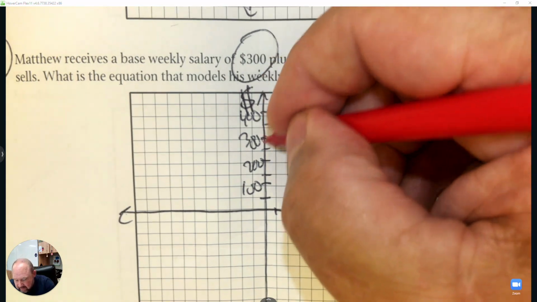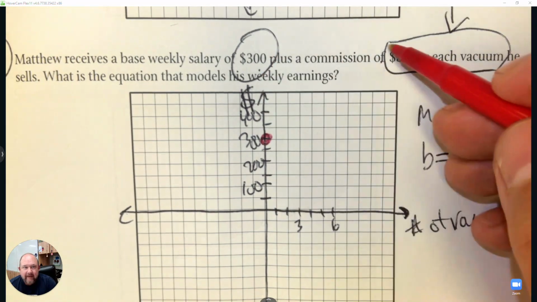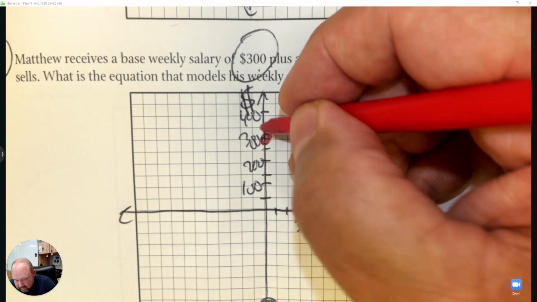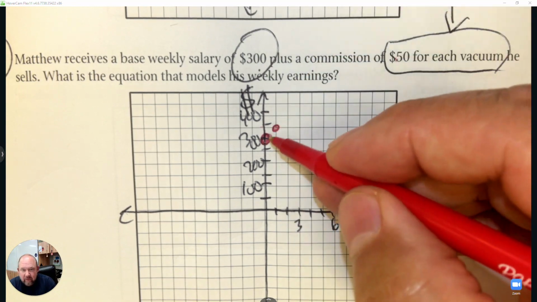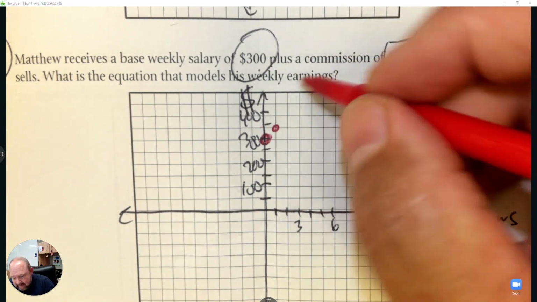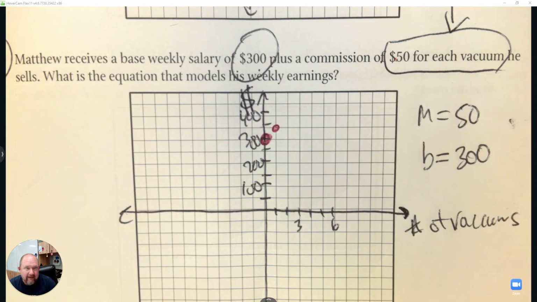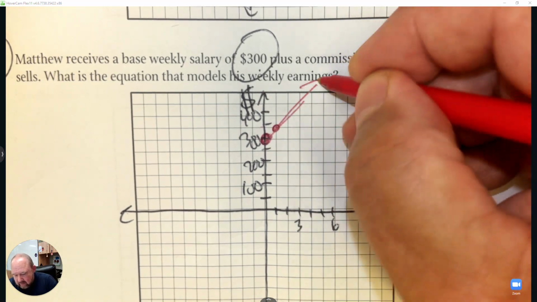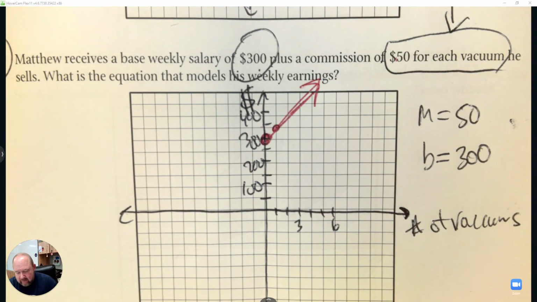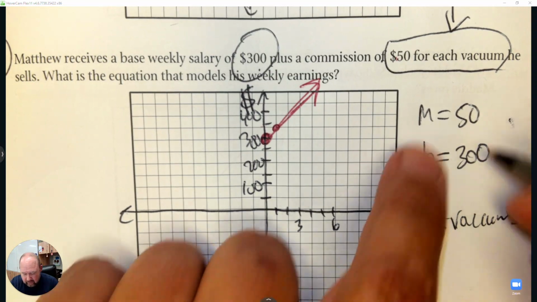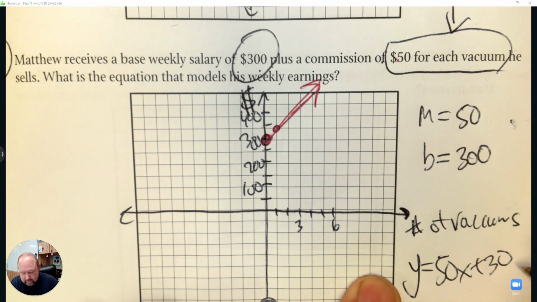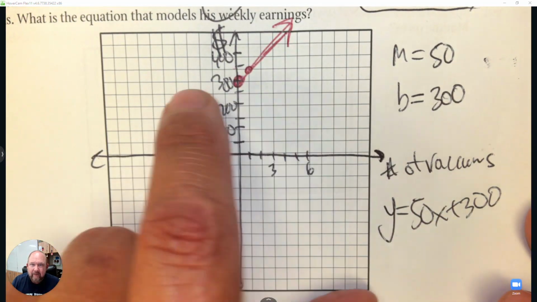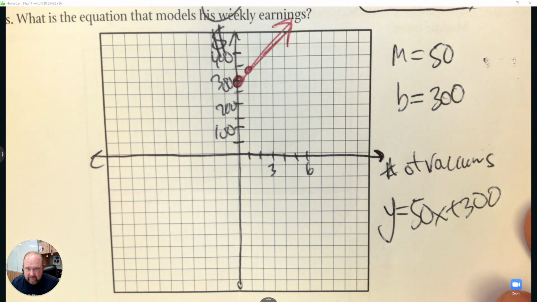So he's going to start with $300, and then the slope is up 50 and then over 1. So for every vacuum he sells, he gets $50. So up 50 over 1. And again, we're not going to draw the negative part here, because we can't sell negative vacuum cleaners. I should have really just drawn an L, but it's fine. And then draw your line from that. And the equation is going to be y equals, slope, 50x plus 300. And x is the number of vacuum cleaners, and y is the total weekly earnings that they're going to have.